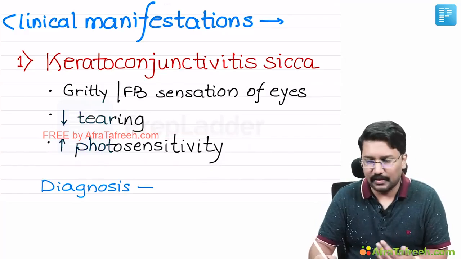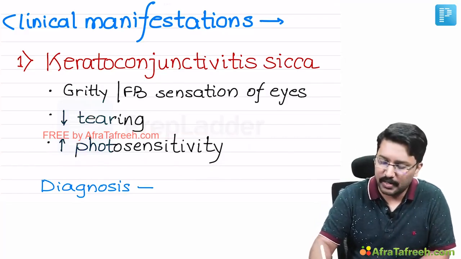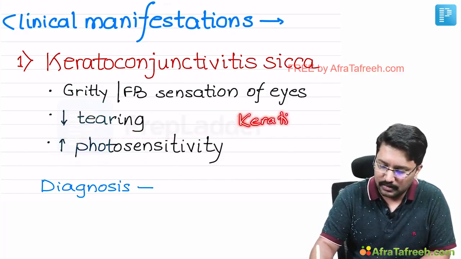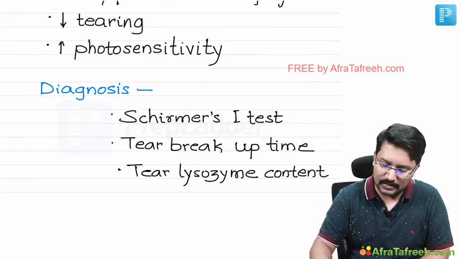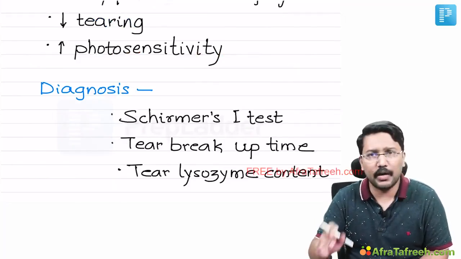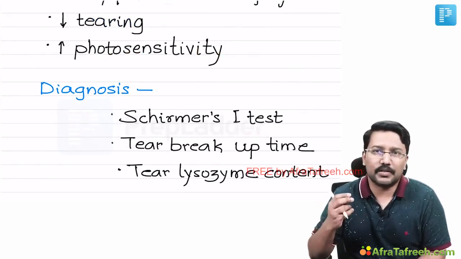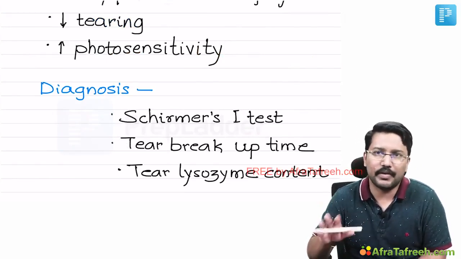And as a consequence of dry eyes and repeated injuries, patients may develop keratitis, corneal ulcers, right? Now, how do we diagnose keratoconjunctivitis sicca? Basically, we have to prove that the patient's tear production is inadequate, right? So we have various methods.